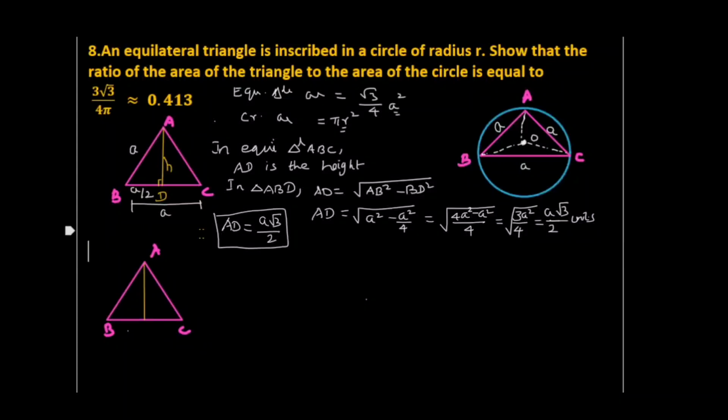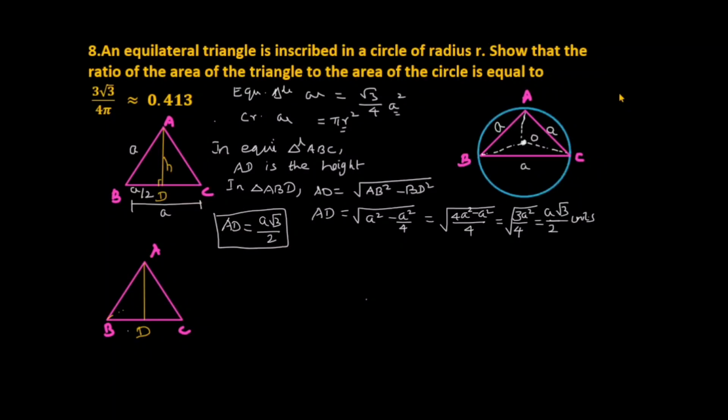Now AD is the median. In an equilateral triangle we can draw three medians: A to BC is one median, B to AC another median, and C to AB another median. The meeting point of the medians is the centroid of the triangle.